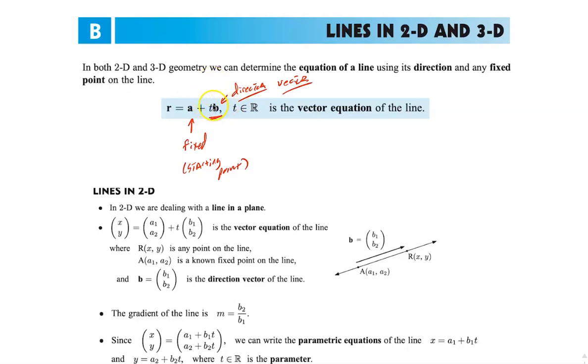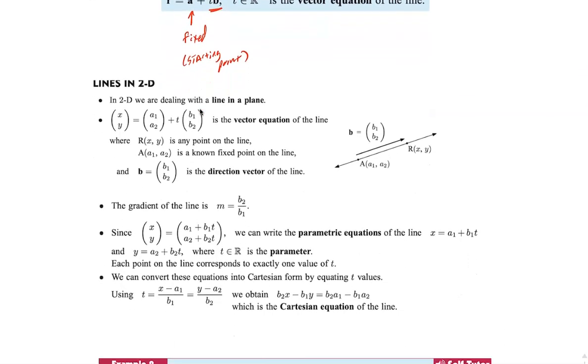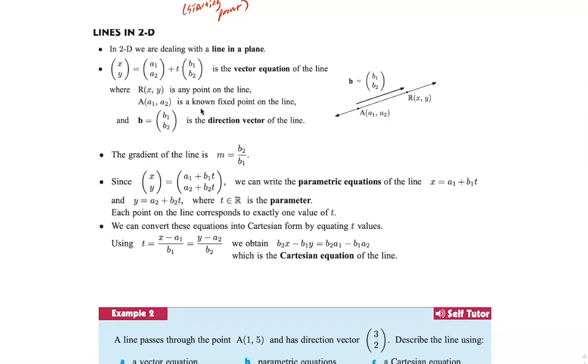And t is a variable. So in vector equations, we write t as a variable. We have our fixed point, we have the direction vector, and then we have our t. That's a vector equation. So here's a line in 2D. Let's say we start at a. You see the arrow starting at a and going toward r. So we start at our fixed point, a1, a2, and we go in the direction of this vector, b1, b2. That'll be a vector equation on that side.